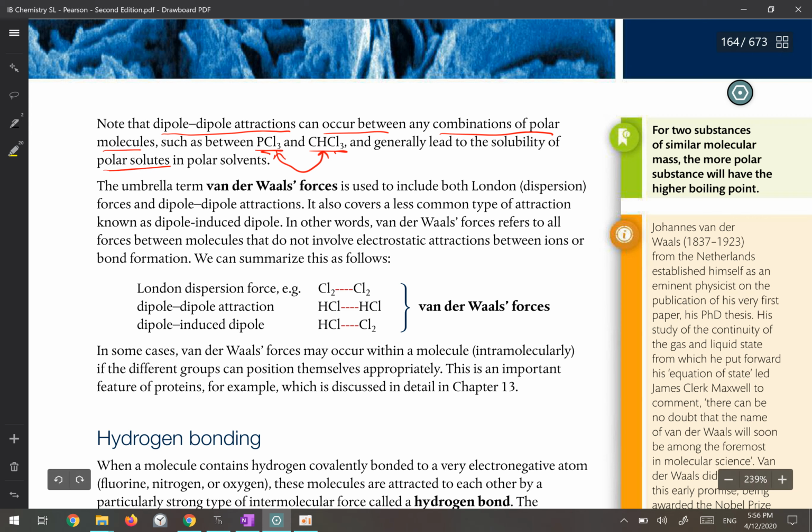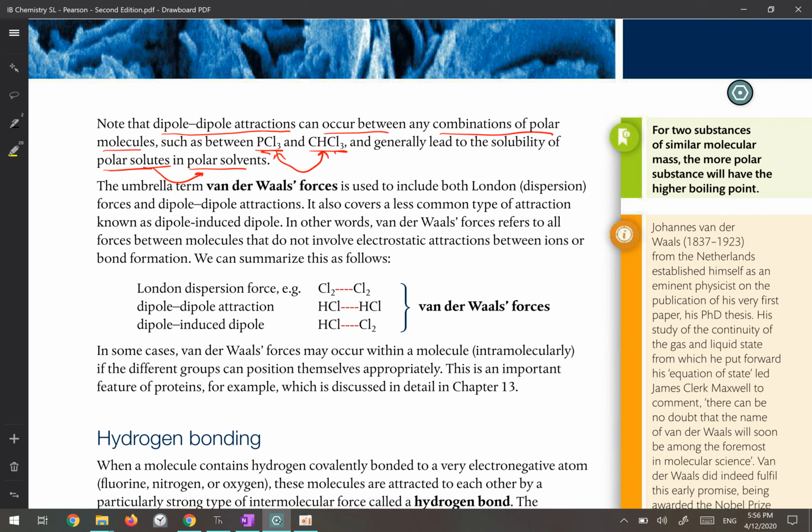So that's why polar solutes are soluble in polar solvents. If you have a polar molecule, most of the time it's soluble in a polar solvent, okay? Because both of them can have dipole-dipole attraction. So the solute attracts to the solvent molecules through this type of attraction.